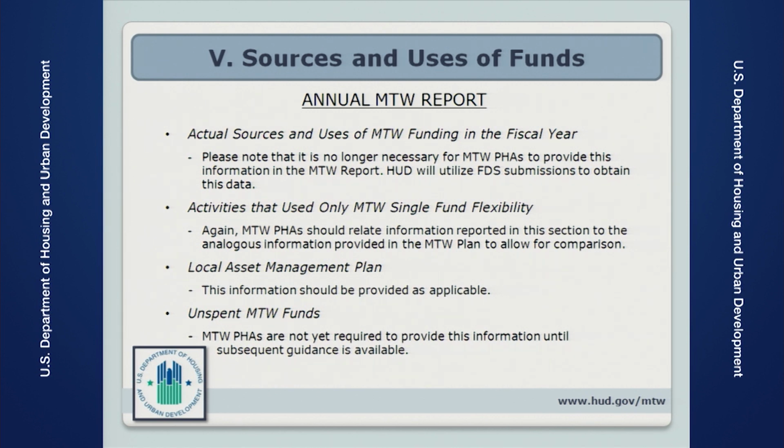Now, with the single fund flexibility, you're not required to obtain approval when that's the only authorization that you're using. So if it's really an activity that requires single fund budget only, it could be the case that you have some entries in the report that were not mentioned in the plan. So again, please just make a notation where that's the case so that when we're comparing the plan to the report, we can make those notations. The local asset management plan information, Laurel went over that. That should be provided in the report as well.